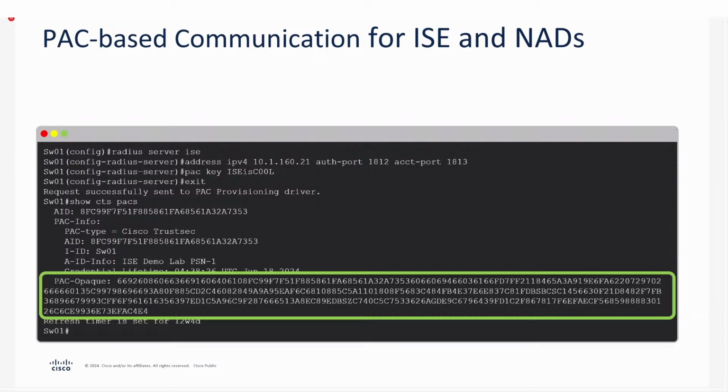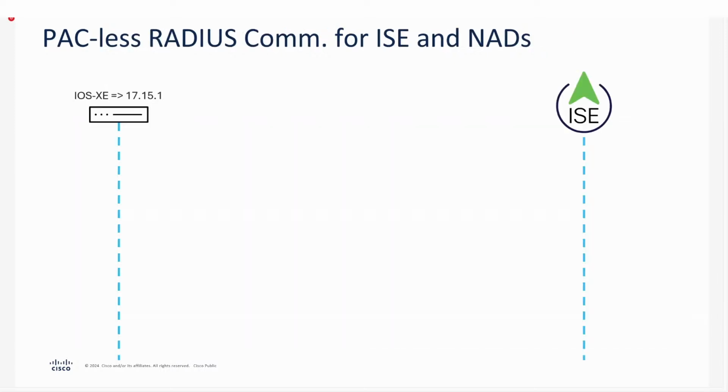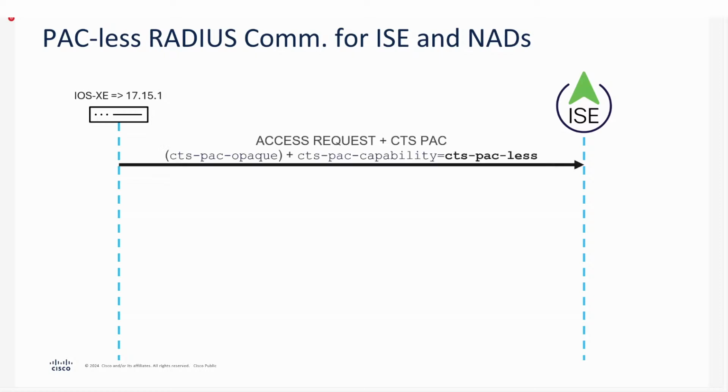Now what has happened is with IOS XE 17.15.1, which is not yet released, it's coming soon, we have initiated what is called PAC-less RADIUS communication. So the access request is sent. The PAC is also sent from the network device, but it's also got this new field that it's sending that's CTS PAC capability equals CTS PAC-less. So the device is telling ISE that I can do this without a PAC.